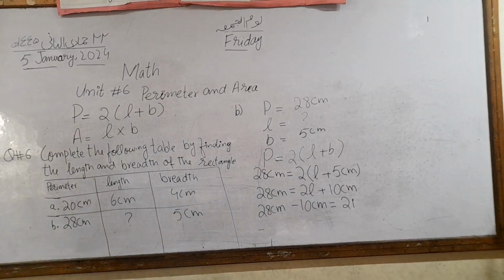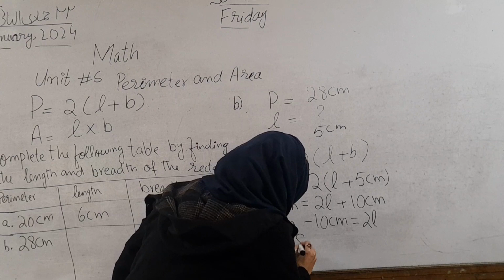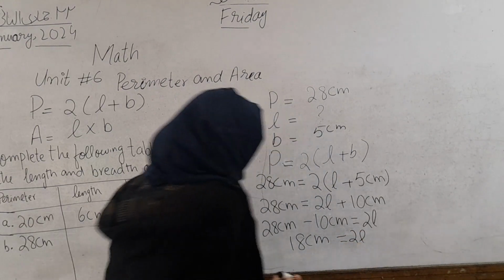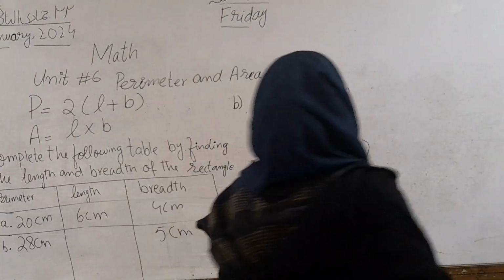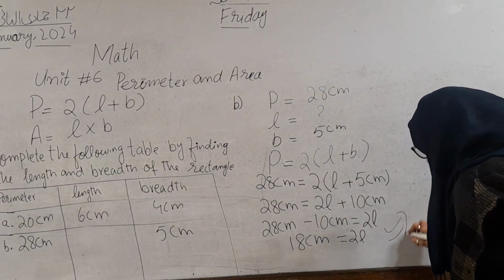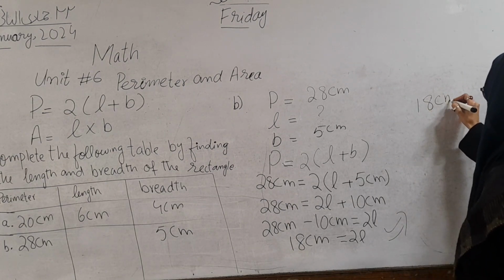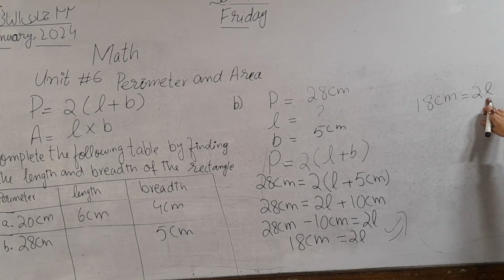28 minus 10 is 18 centimeter, which is equal to 2L. Now we need the value of length. What will we do? We have to find the value of L.